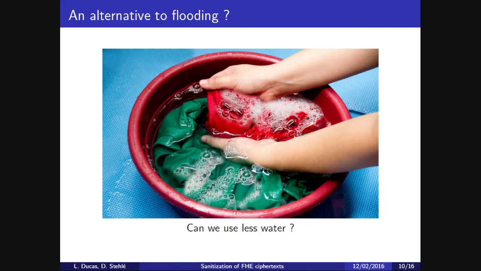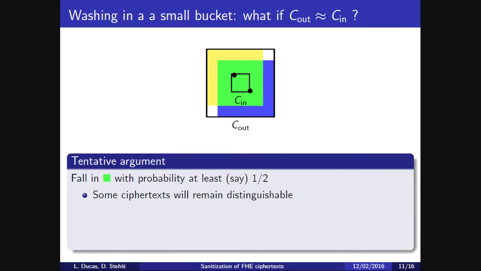So can we do laundry just inside a bucket? Do we actually need the whole sea? So let's try. Can we try to wash our ciphertext in a smaller bucket? So what if our output ciphertext space is kind of the same size as the input ciphertext space, let's say polynomially larger, or just twice larger? So if we try to argue that this is going to be secure, how will it work?